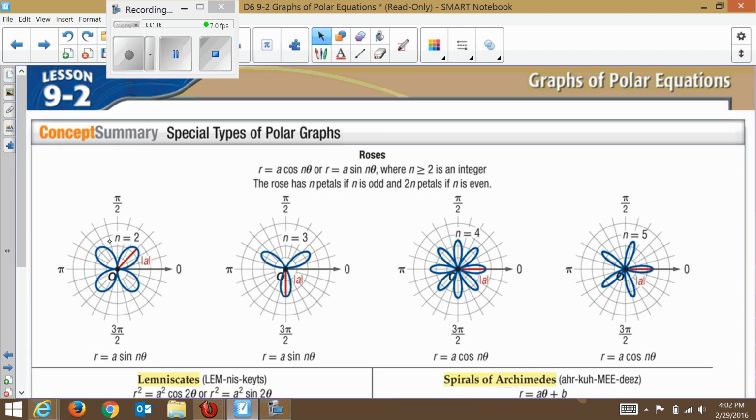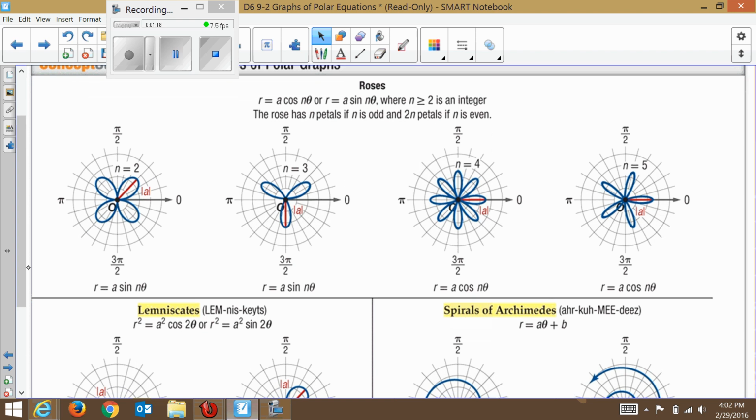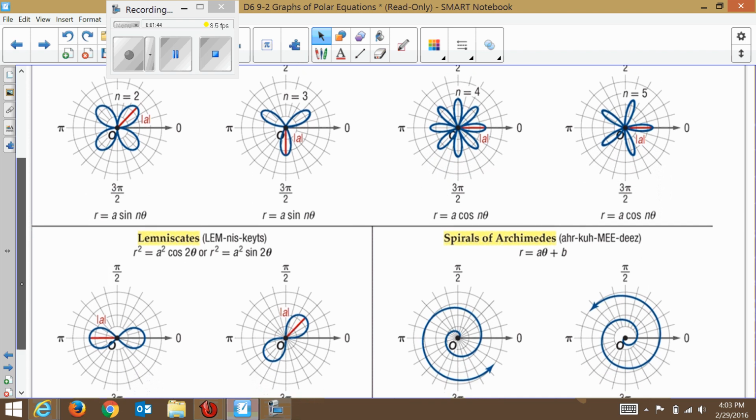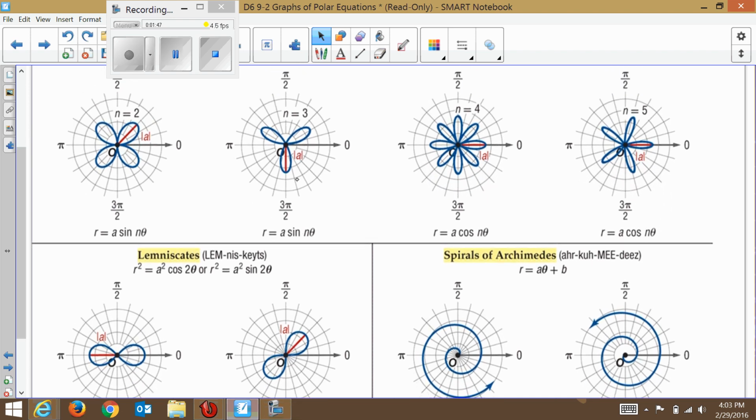There's also roses, which you saw. This is just a cosine with a number times theta, or a sine with a number times theta. If n is odd, it'll always have that many petals. So like this says 3, it's 3 petals. If it's even, it'll be 2 times that number. So if n is 4, it'll have 8 petals. So that's kind of how those roses work. Sines, they typically say the symmetry is with pi over 2. If it's cosine, typically we'll say it's on the polar axis.